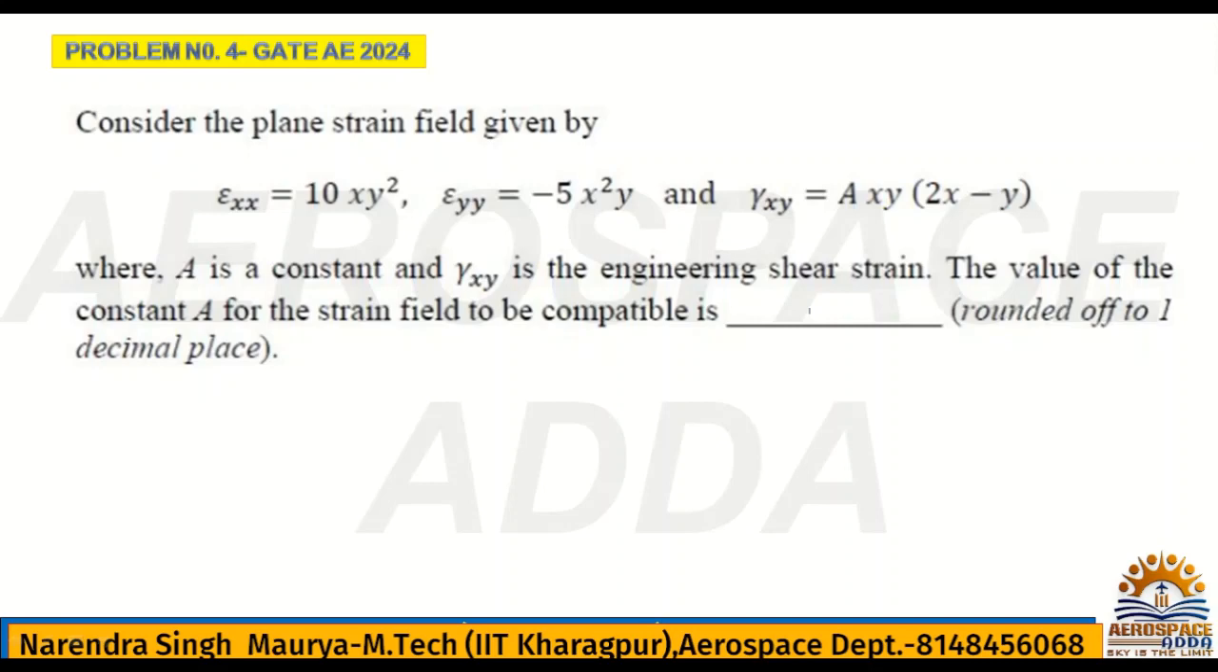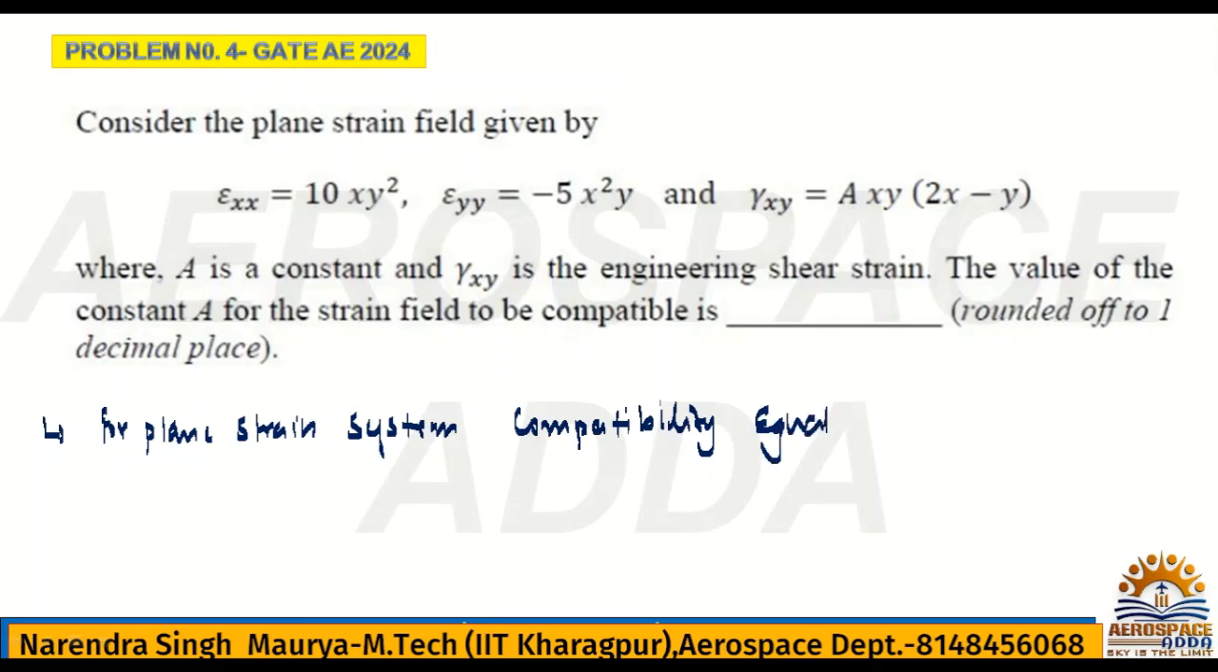What you will do in this problem, see, this problem is again very simple. What you have to do, in the problem itself they have mentioned, a for the strain field to be compatible is. So for the plane strain system, we know what is the compatibility equation. For the plane strain, only one compatibility equation will be there. And what it is, if you remember, for plane strain system, compatibility equation is. What is the compatibility equation, if you remember?